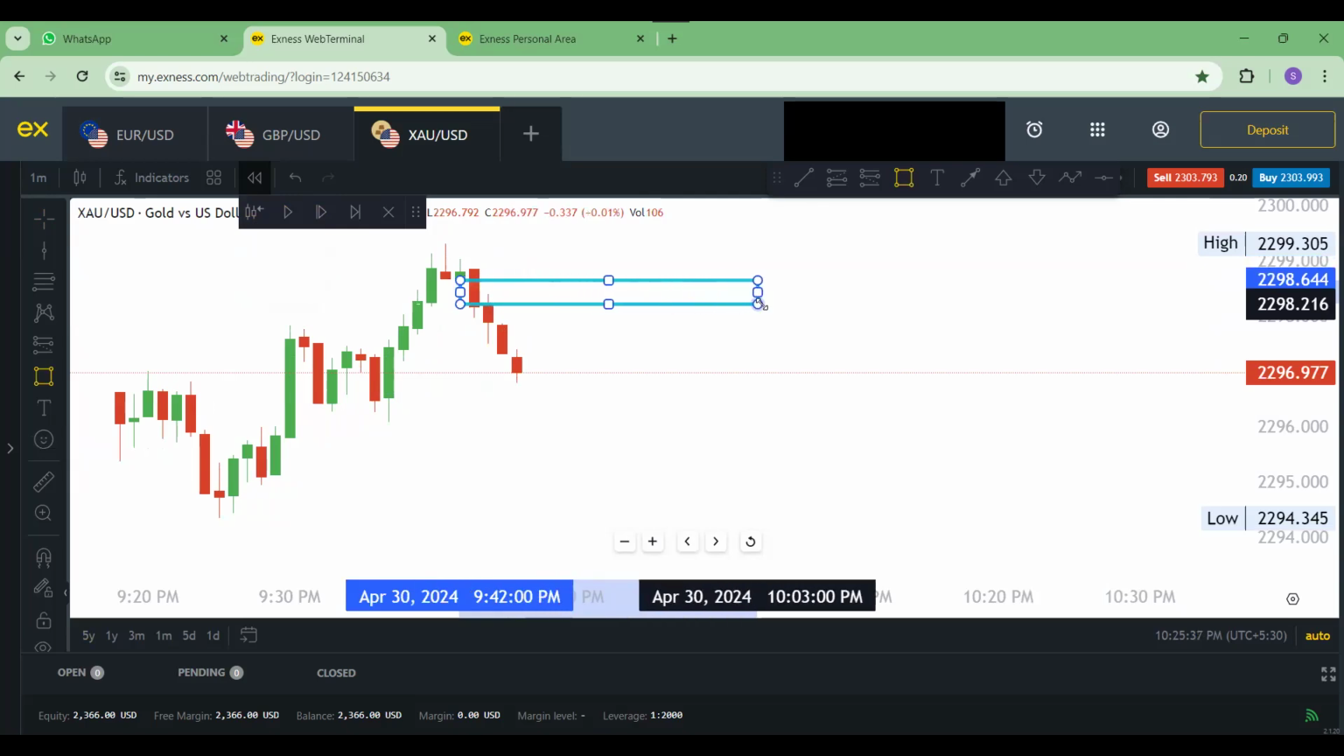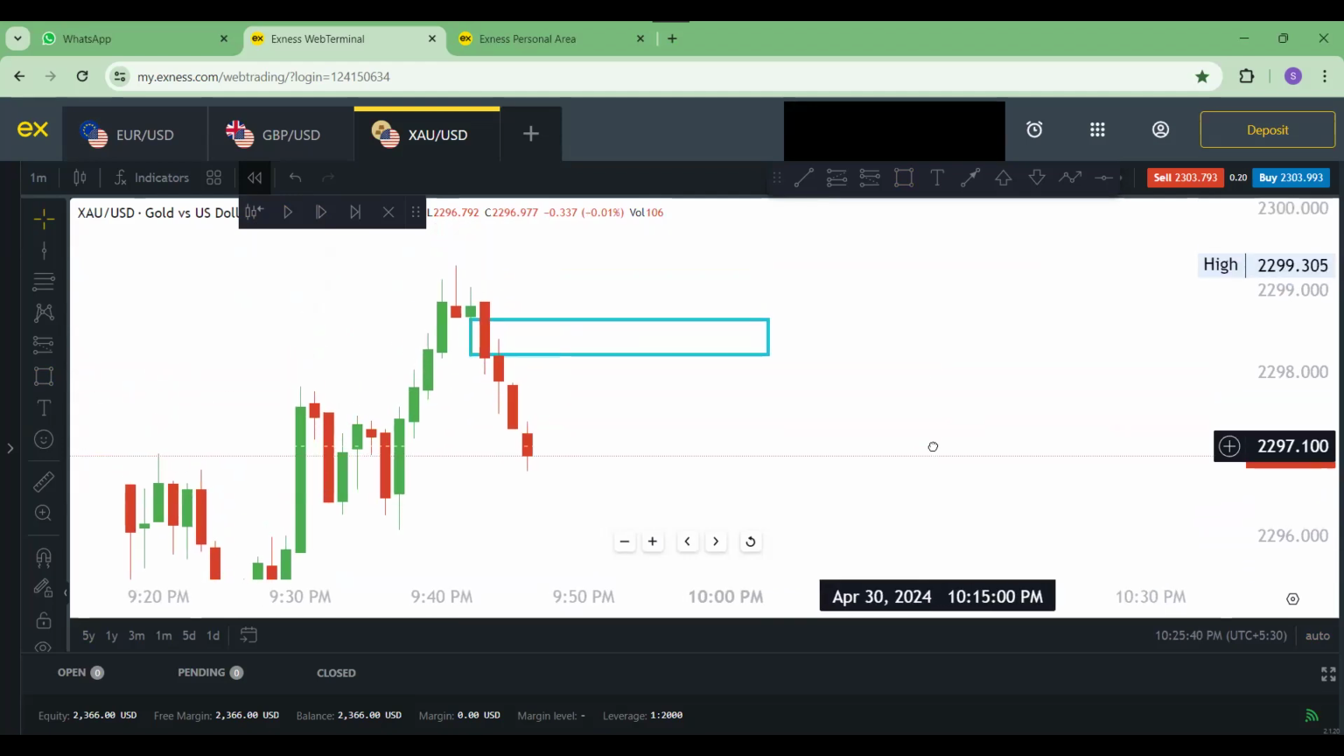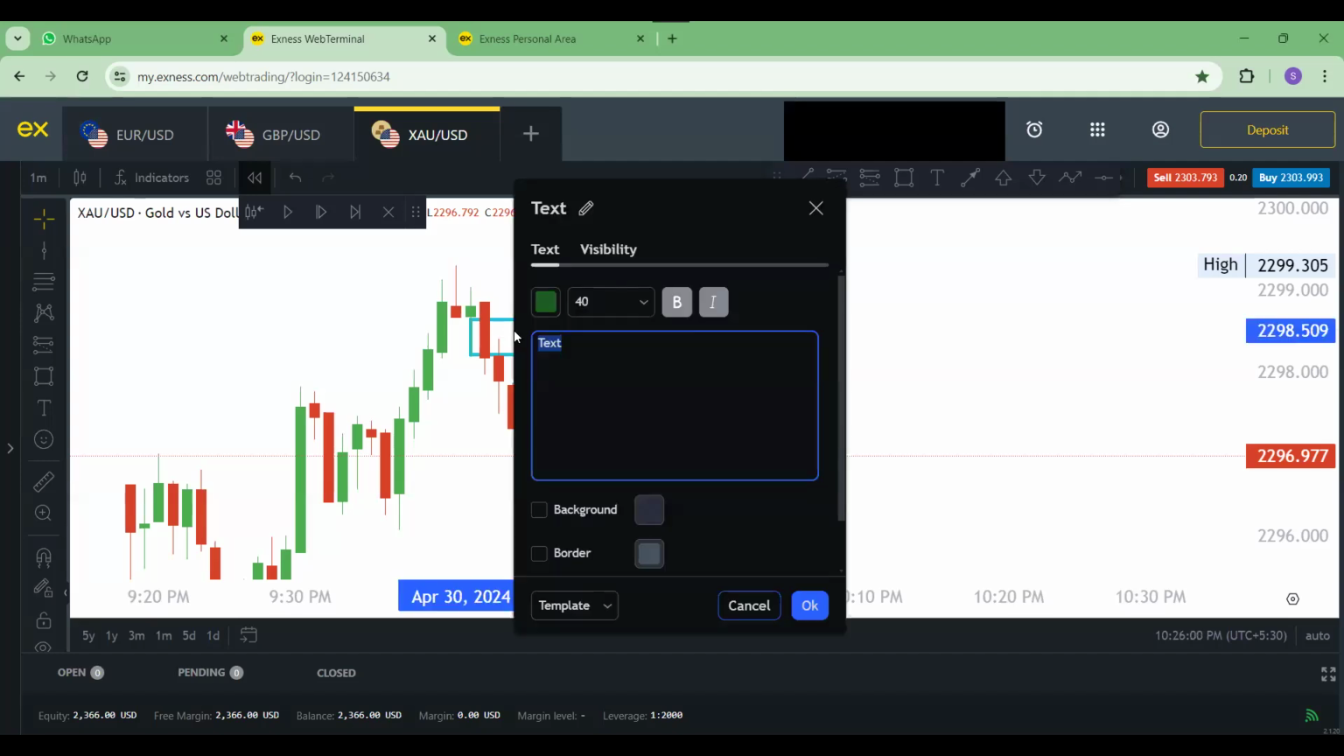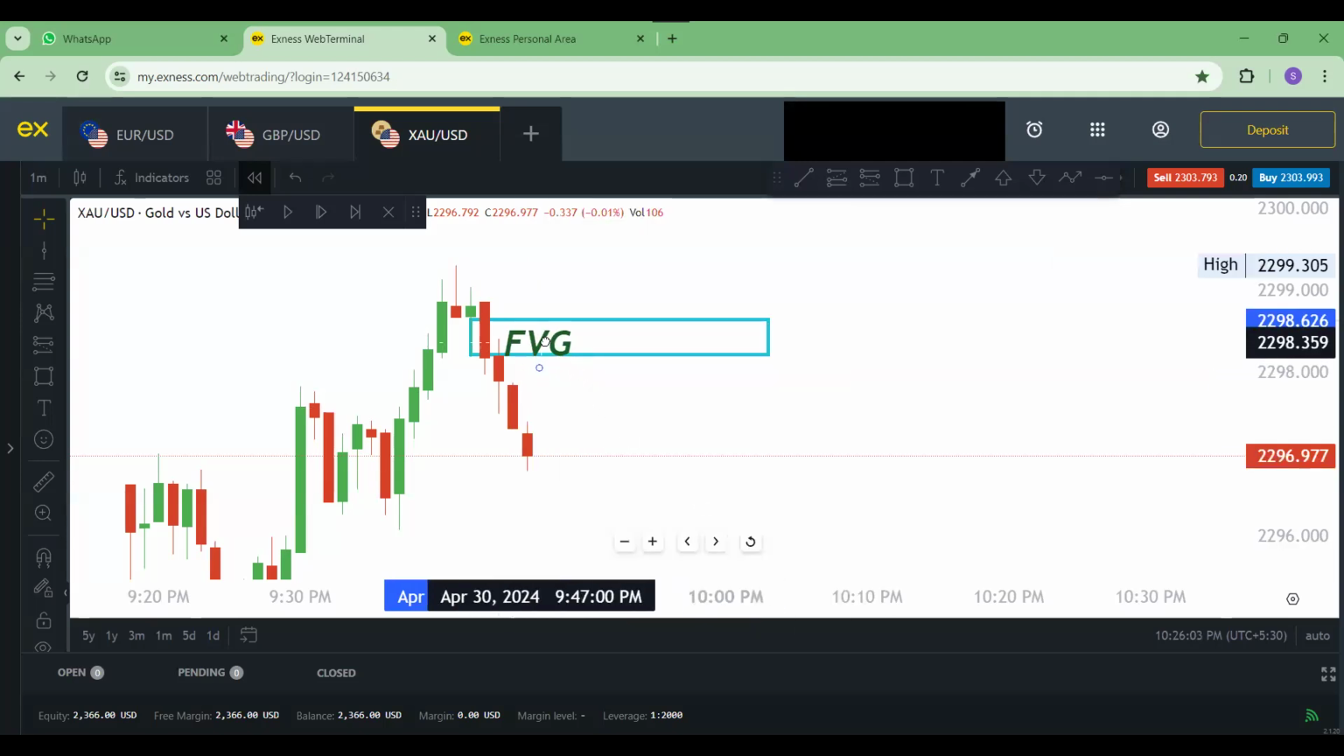Actually, when you see, this is not that much of a gap, but there is one point you should always remember. Whenever you take a gap candle, this candle shouldn't have any wick. That is very important. If it is a mild wick, then it is fine. If it is more wick, then avoid. So this is my fair value gap area. Okay, this is my FVG. I will write here, this is my FVG.